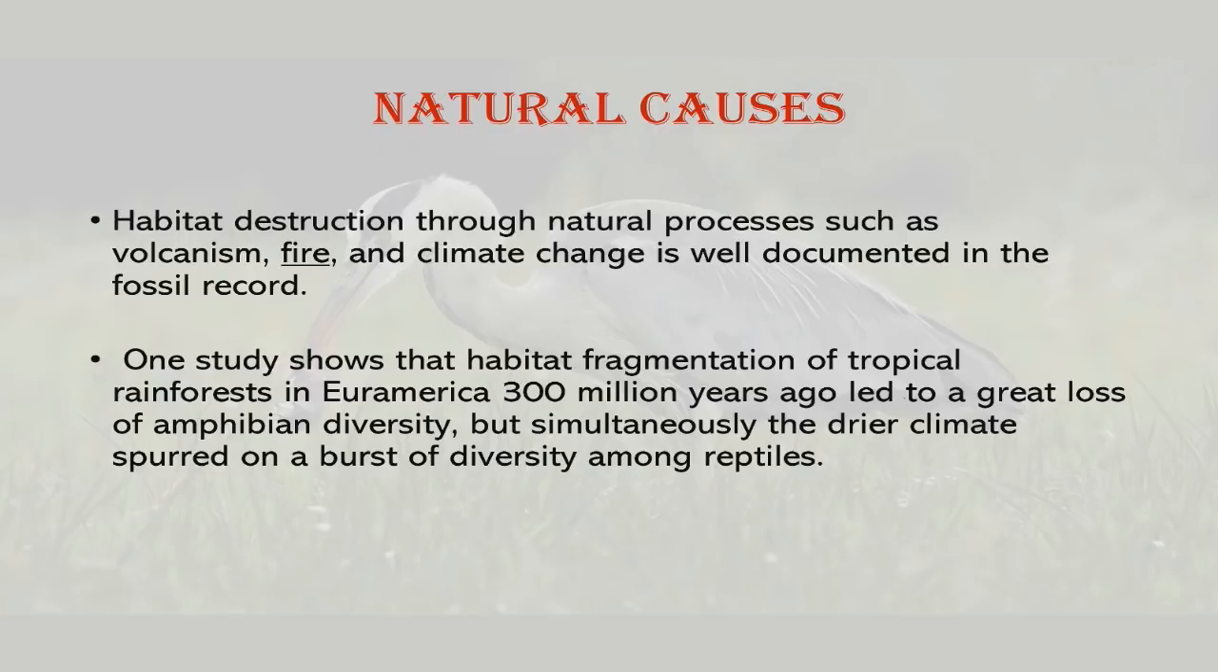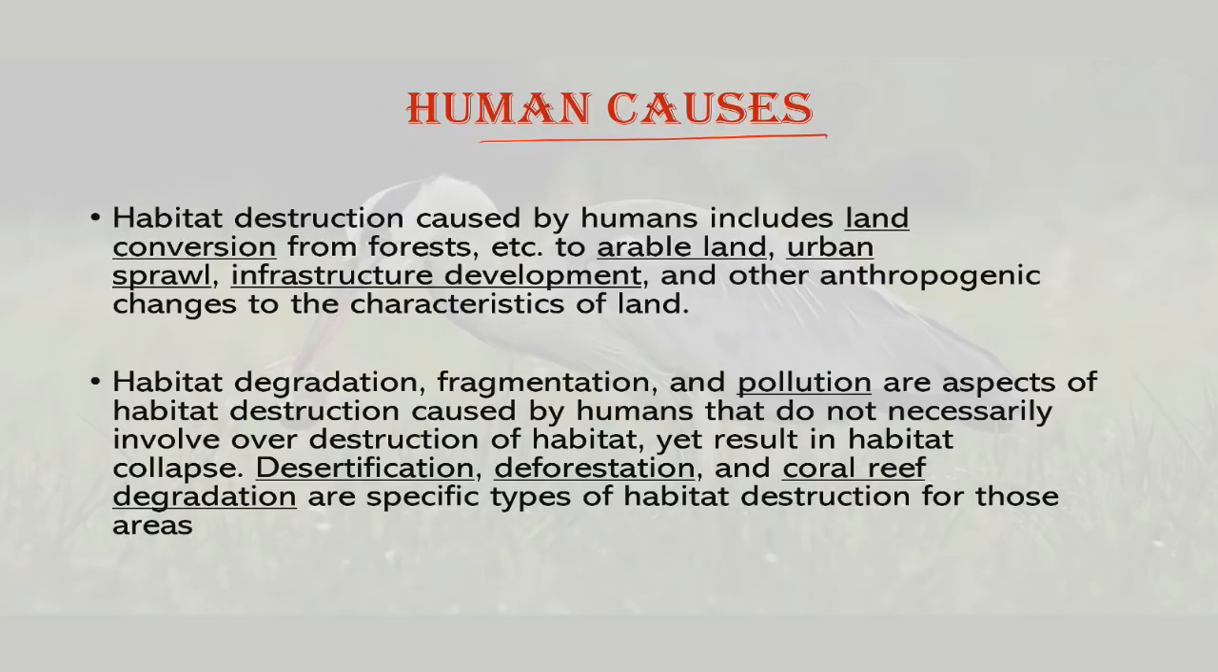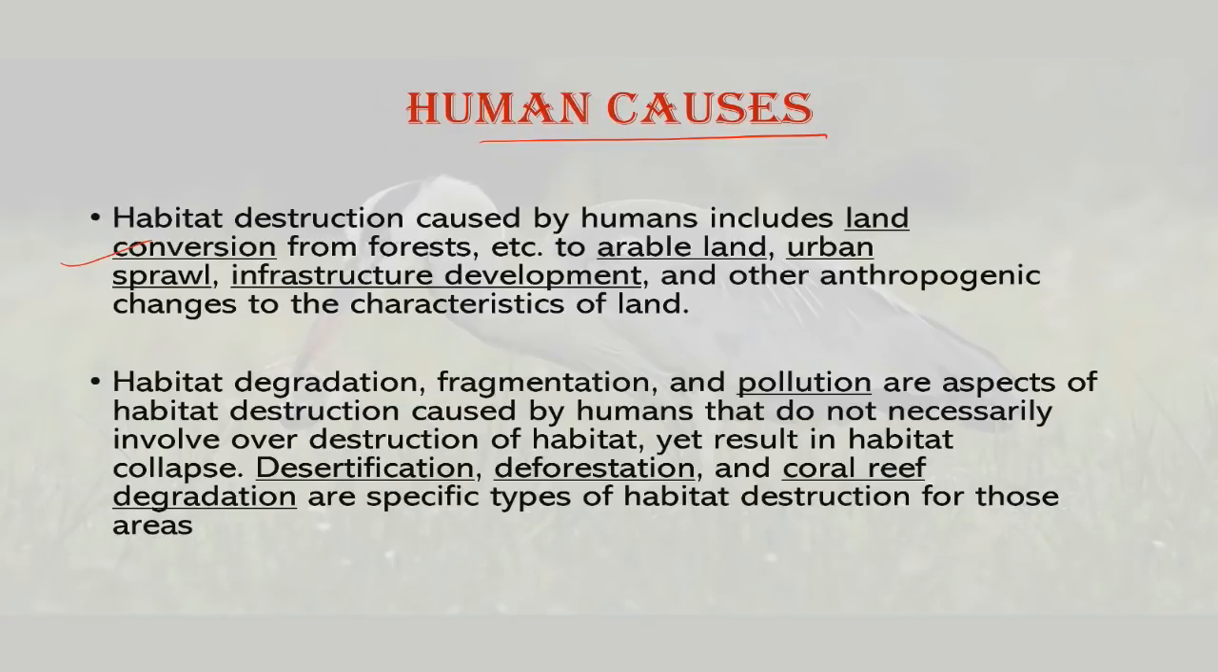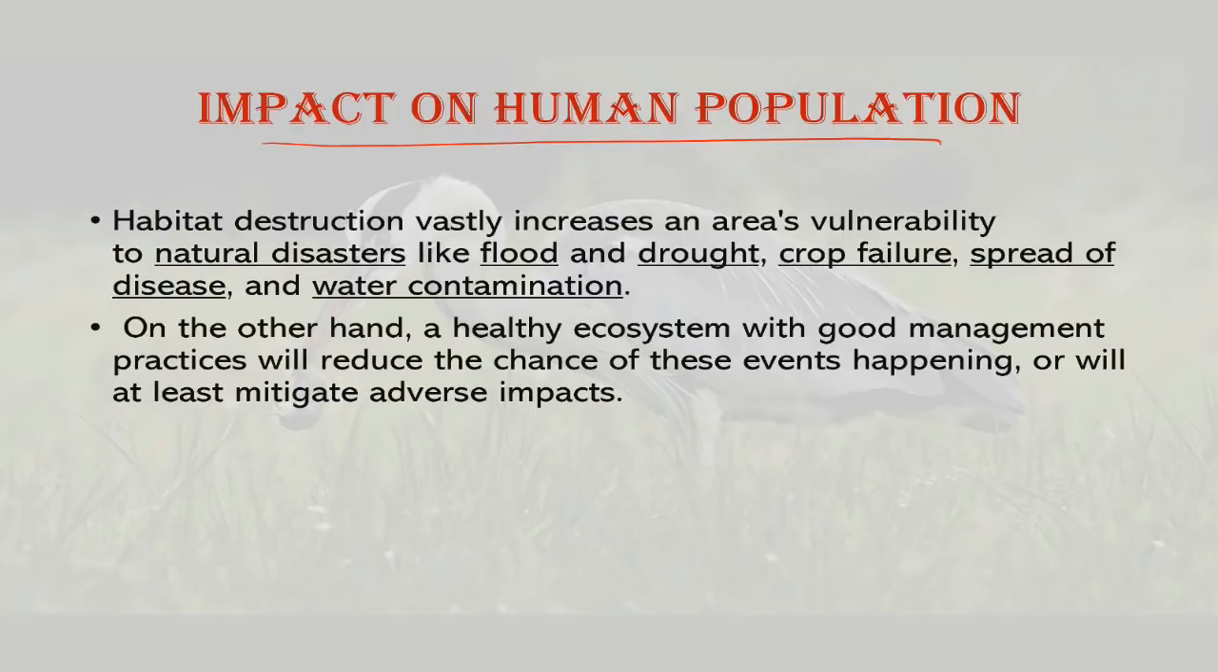Now, there are two kinds of causes behind these. First are your natural causes. Habitat destruction through natural processes such as volcanism, fire, and climate change is well documented in the fossil record, and we have discussed this in the various lectures in this series. Next are your human causes. Habitat destruction caused by humans includes land conversion from forest to arable land, urban sprawl, etc. Habitat degradation, fragmentation, and pollution are aspects of habitat destruction caused by humans that do not necessarily involve overt destruction of habitat. Now, what is the impact of all this on the human population?